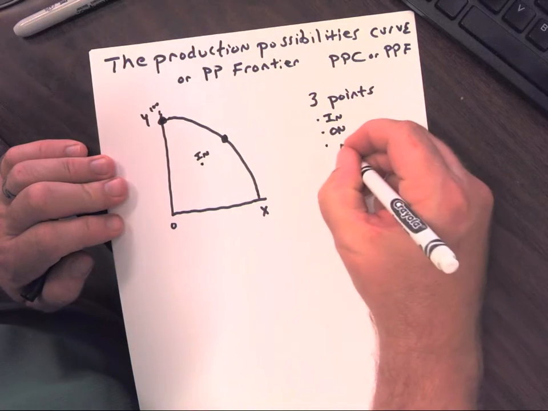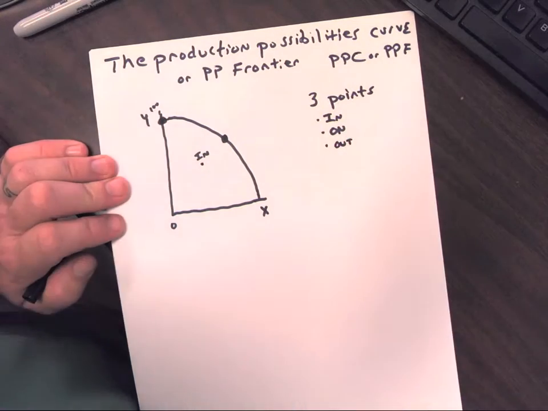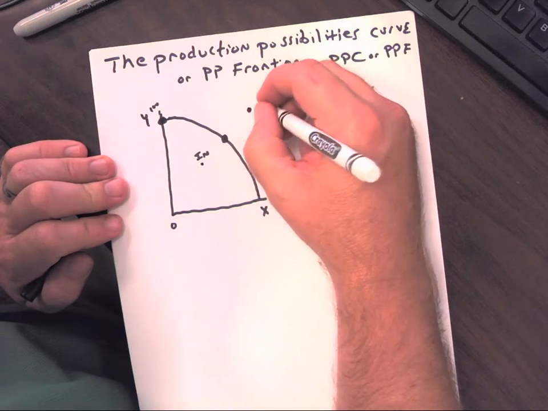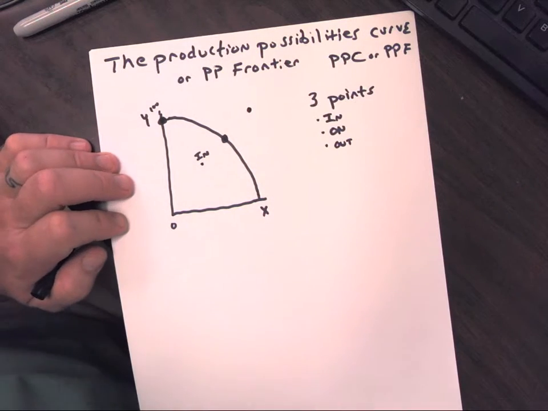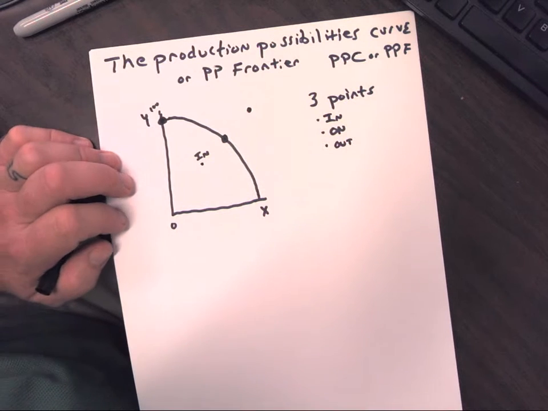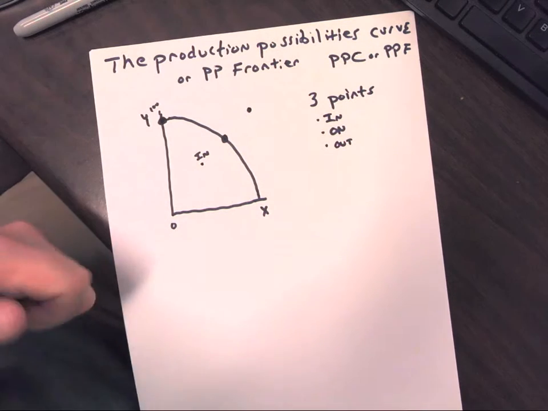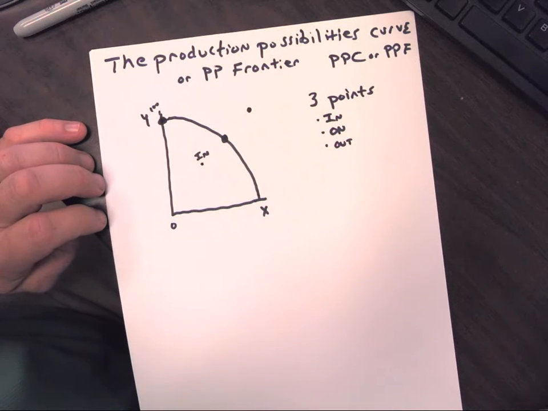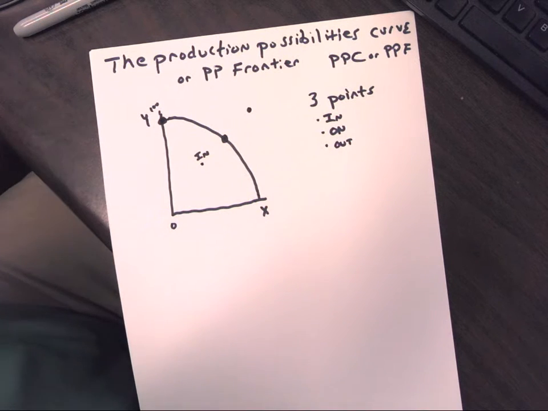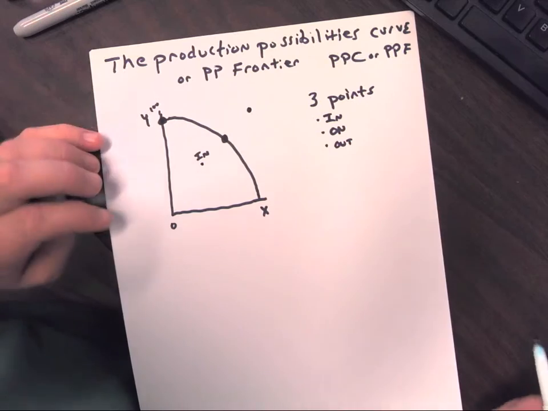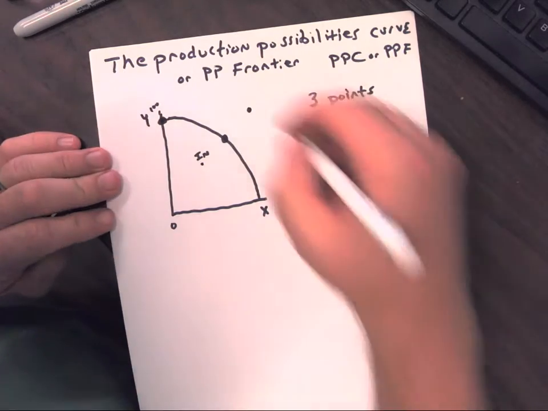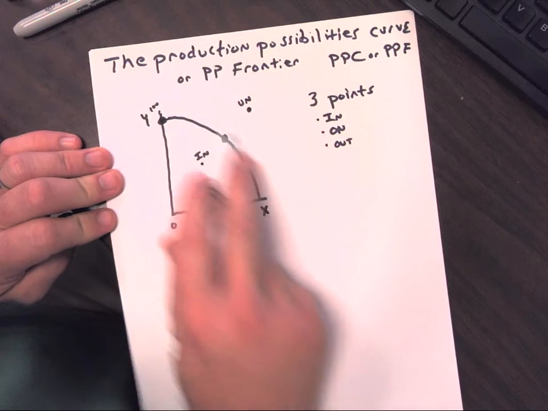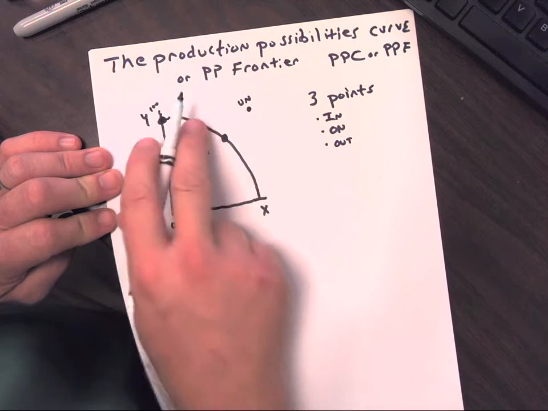The third point is going to be outside the curve. Any point outside this curve is, and if you've ever seen that movie Avatar, with the big blue people, they had a crazy item they were looking for. It was a very, very valuable rock, and they had the worst name ever. It was called unobtainium.